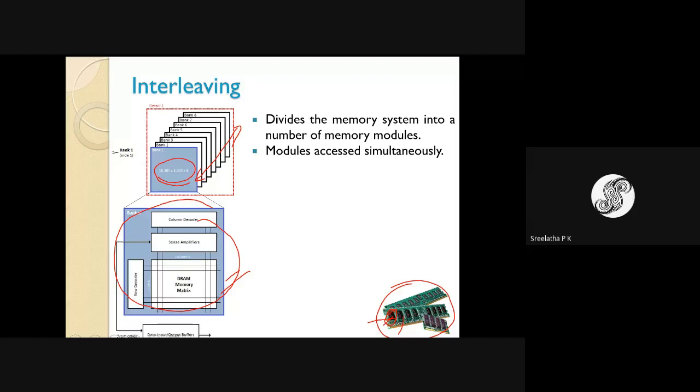So it is divided into modules, and suppose word 0, the first word of block 1, is here. The second word of block 1 is in the next module, and the third word is in the next module. Whenever I am accessing a particular address location, I am accessing a particular word.